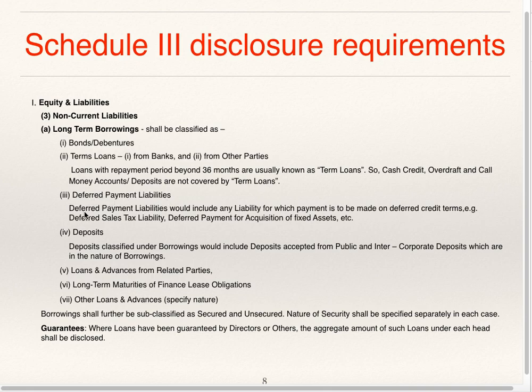Deferred payment liabilities. Deferred payment liabilities would include any liability for which payment is to be made on deferred credit terms. For example, deferred sales tax liability, deferred payment of acquisition of fixed assets, etc. Deposits. Deposits classified under borrowings would include deposit accepted from public and intercorporate deposits which are in the nature of borrowings, loans and advances from related parties, long-term maturities of finance lease obligations, other loans and advances. You have to specify the nature of these loans and advances.